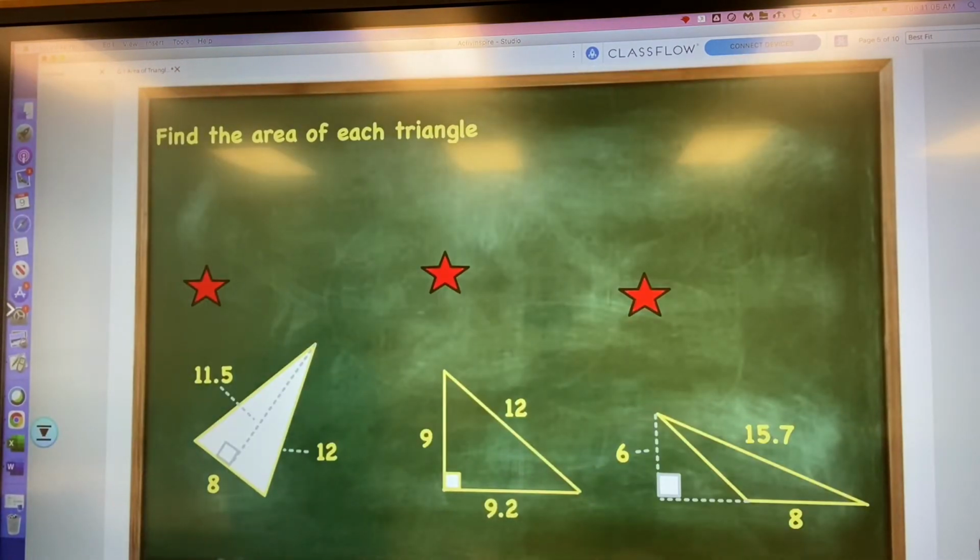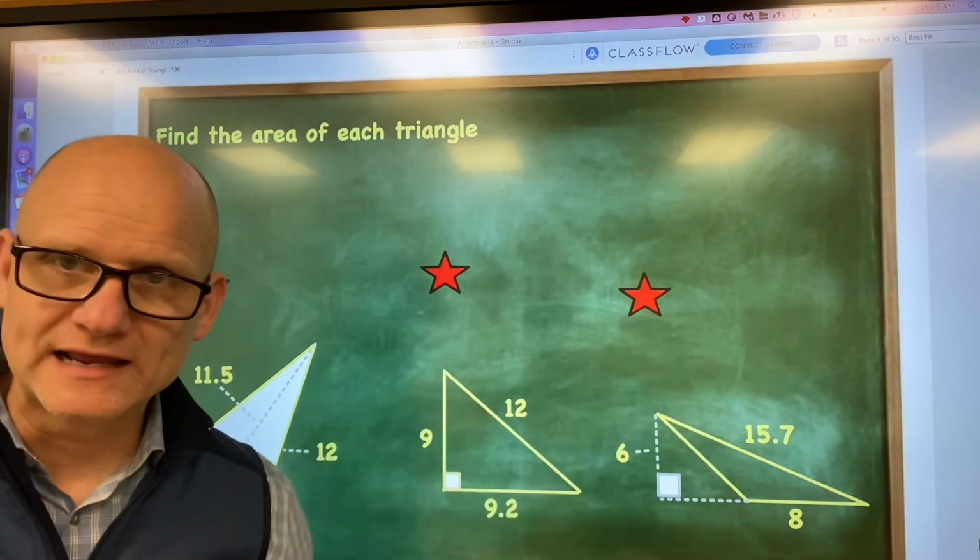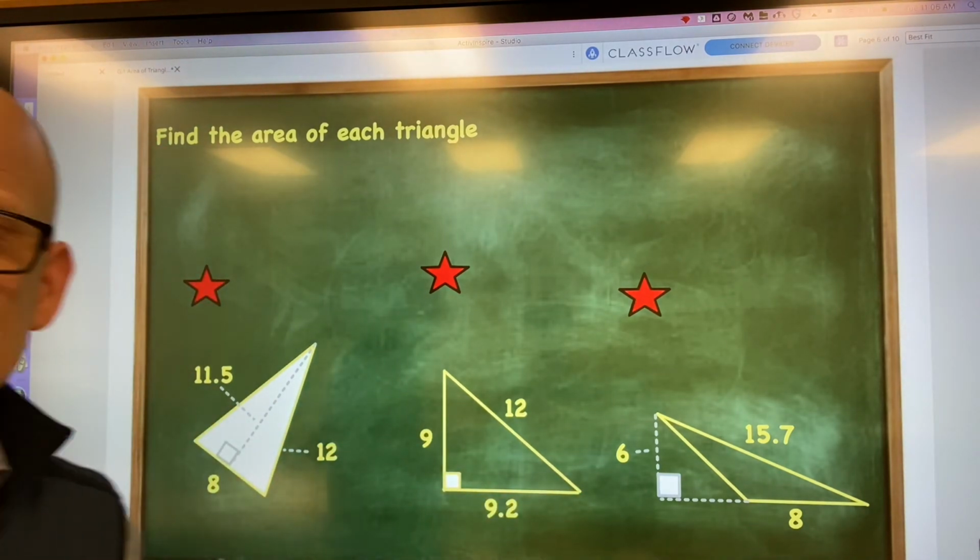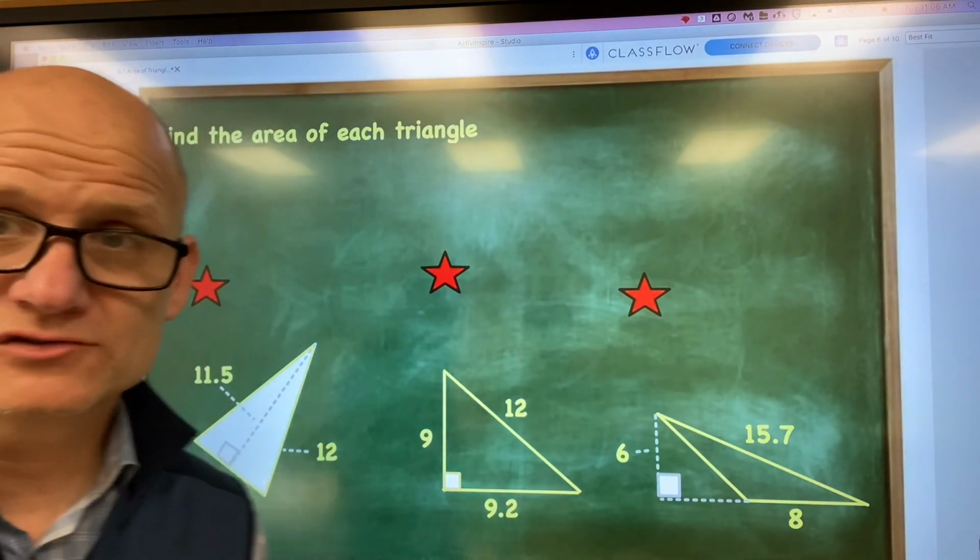So press pause, and I have 3 different triangles. The little box right here is showing you where the right angle is. But press pause and find the area of each of these triangles.